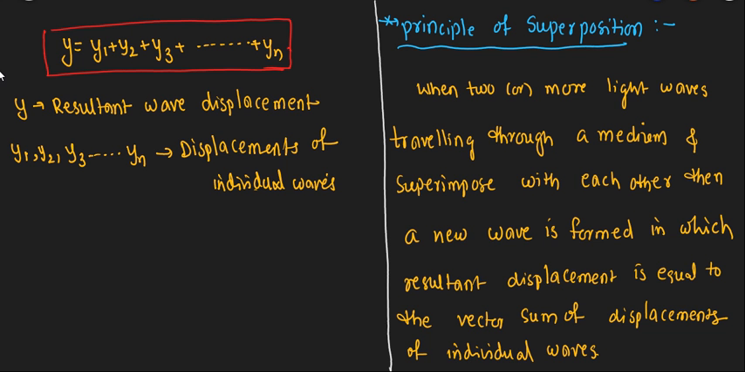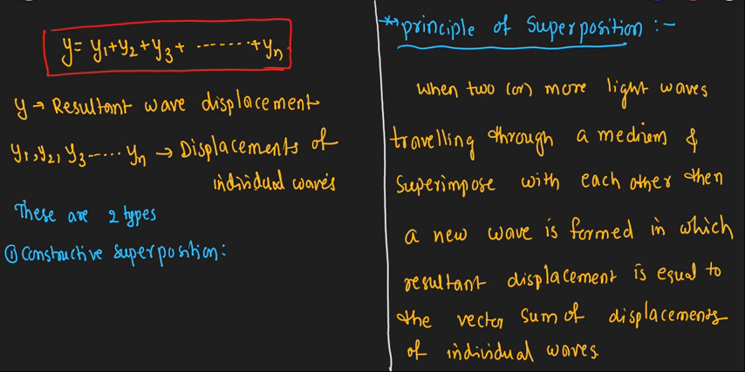These are two types. First one is the constructive superposition. Now, which is called the constructive superposition, and in that, what happens?